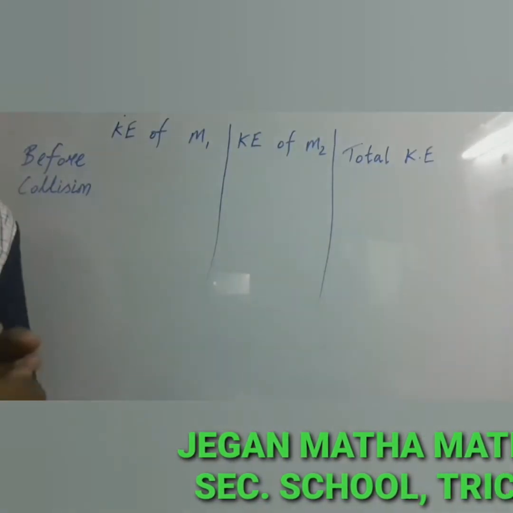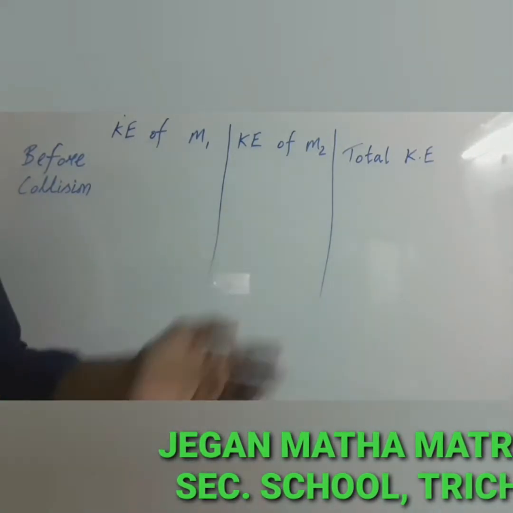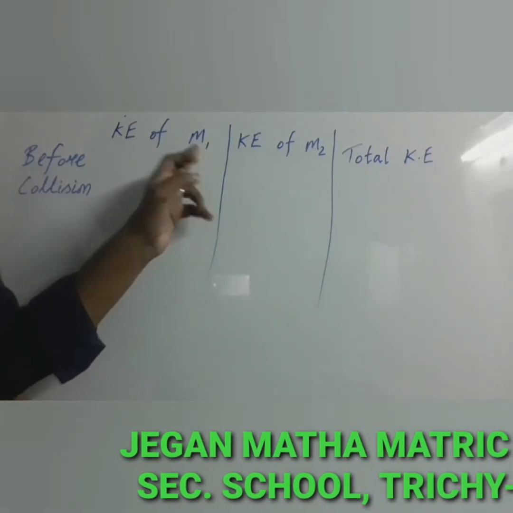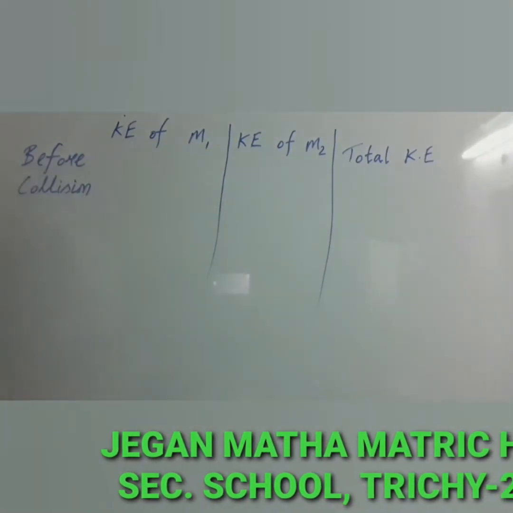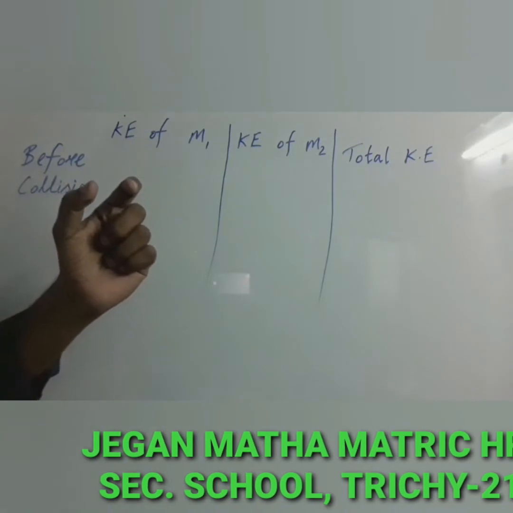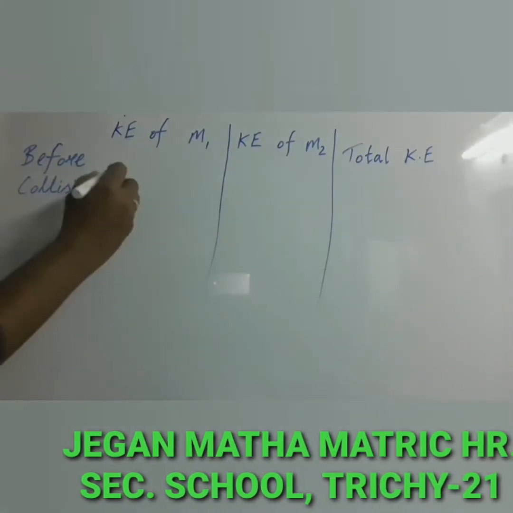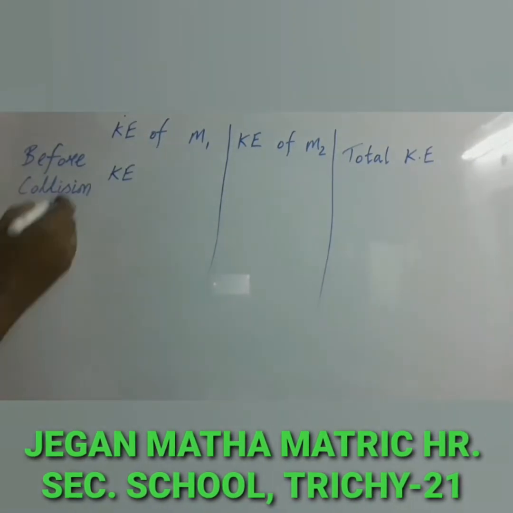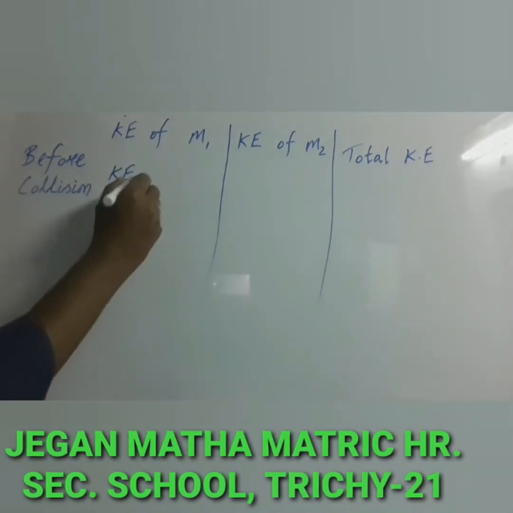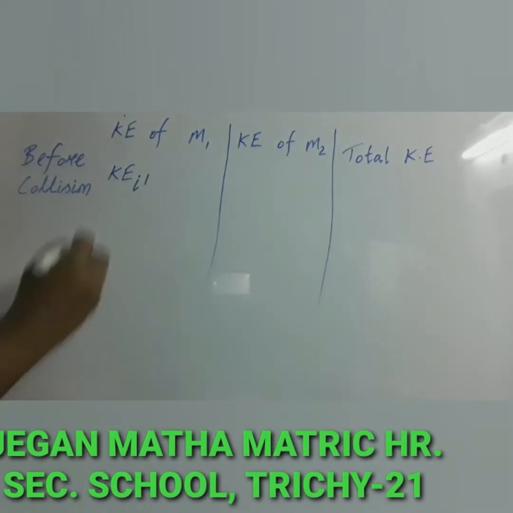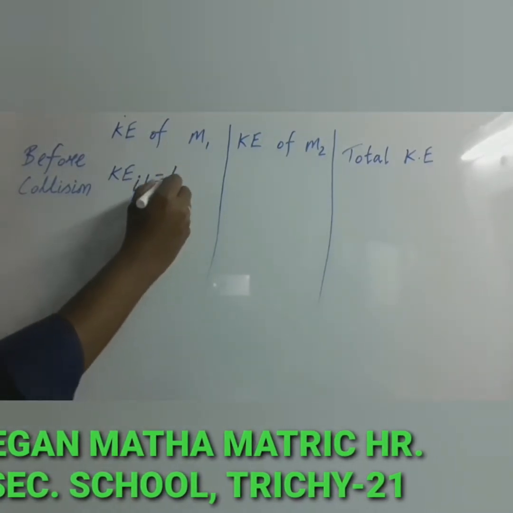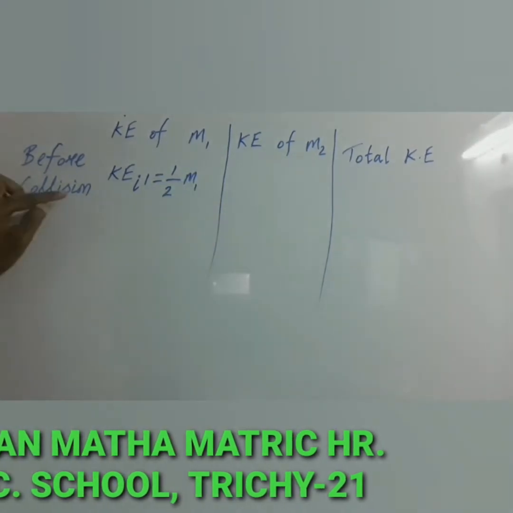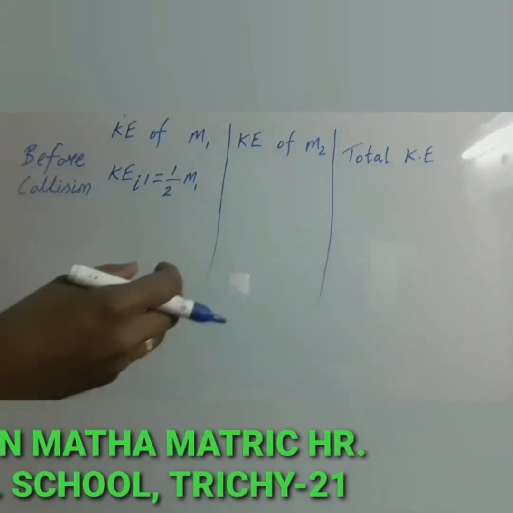Let us find the total kinetic energy of the masses m1 and m2. First let us write the kinetic energy of the mass m1 before collision. What is the expression for kinetic energy? Half m v square. So before collision, that is the initial value for the first object I am going to find, so you have to write KEi1. That is equal to, as per the expression, 1 by 2 times m1, before collision. Before collision means it is moving with the initial velocity.